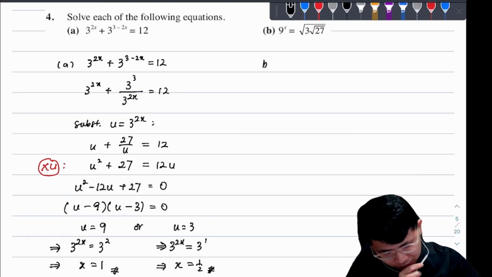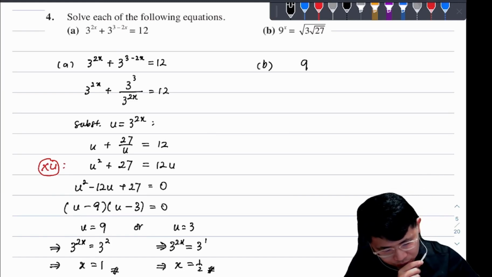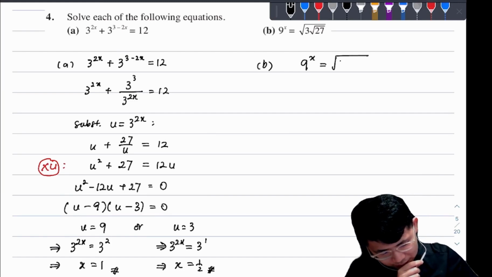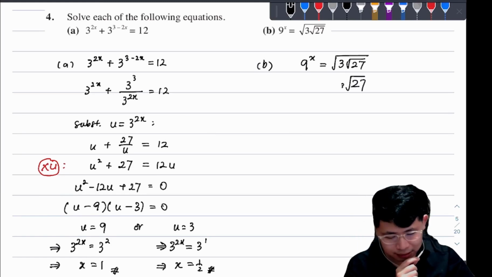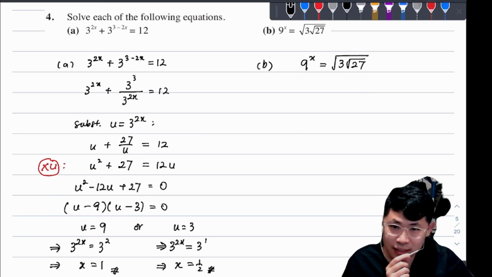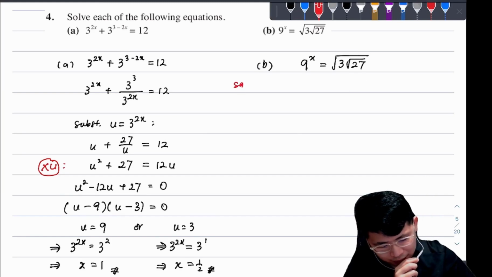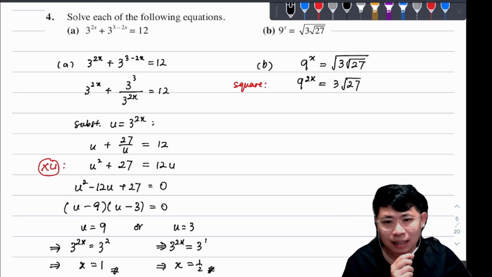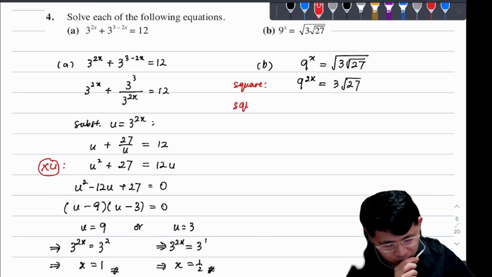Now let's look at B. B is a bit weirder. In B, we have a 9 power x, and then we have a double square root. Inside, take note, this is 3 times root 27. If it's a cube root, the font would be much smaller for the 3, so be careful. So when we take out the square roots, we need to start from the outside. So I will need to square both sides. Square both sides, so I have 9 to the power of 2x, then this will be 3 root 27.